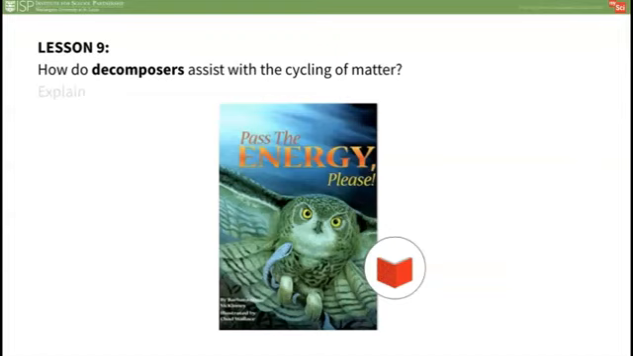If time permits, you can also finish reading Pass the Energy, Please, which was started in an earlier lesson. See Read Aloud Guide on Teacher page 21 for guidance on pages 24 through 30 of this book.